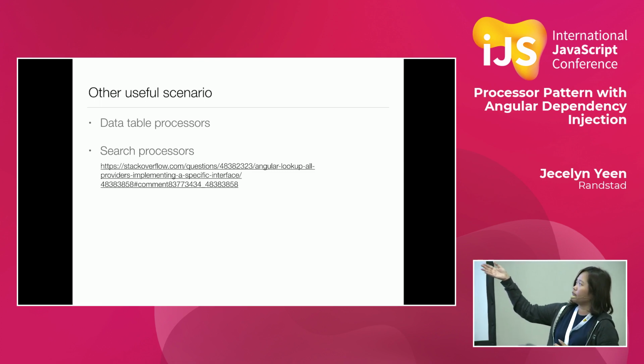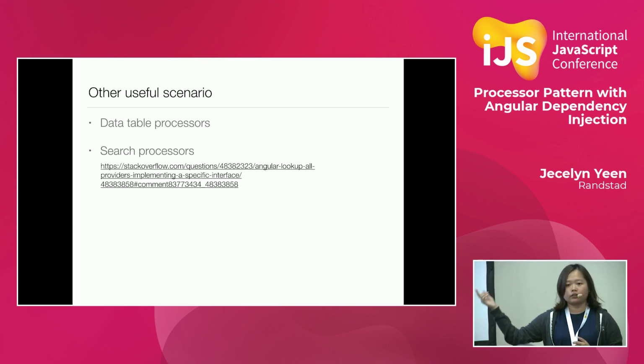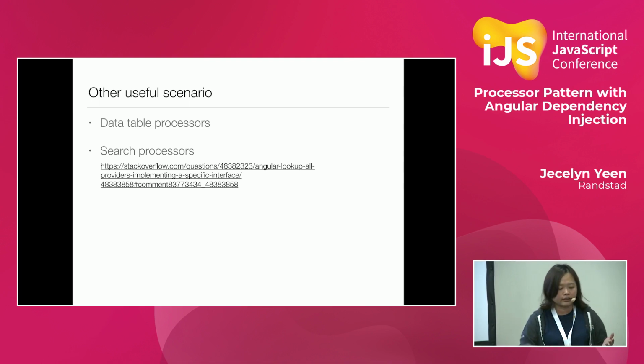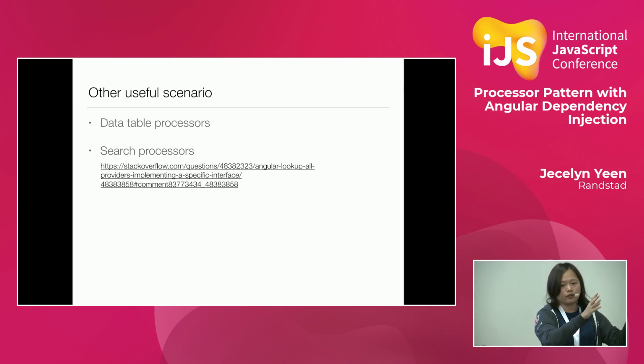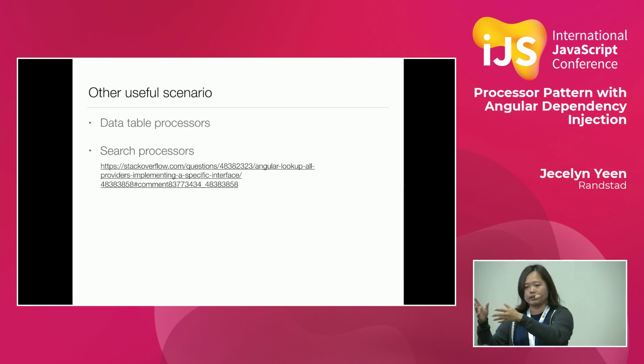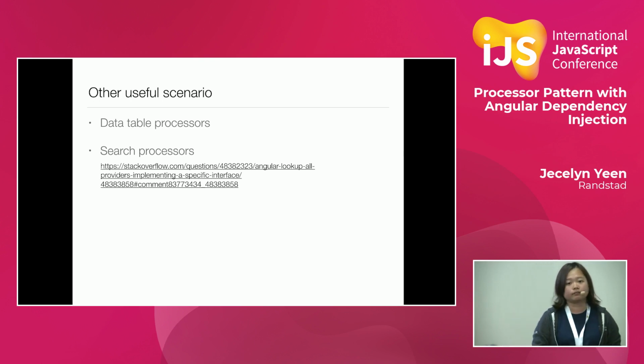There are also people asking whether it can be used for a search processor. In that case, I answered one of the questions on Stack Overflow. You can click on the link to know more. This person had a search bar: on page A it searches for books, and on the other page it searches for another product. They have similar implementations, but the search logic is slightly different. So he used the processor pattern to implement two different implementations using the same token.